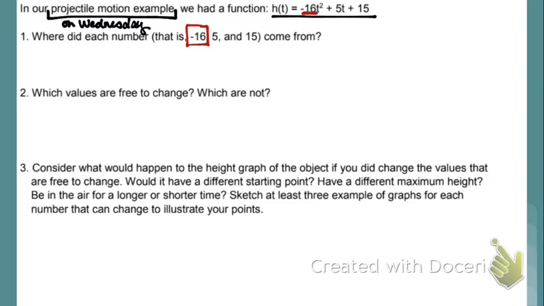What'd you say? It's when you use the 32, I forget. Yes, negative 1/2 times the 32. Where did the 32 come from? Starts with a G. Gravity. This is the acceleration due to gravity.